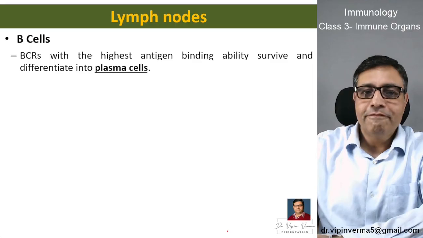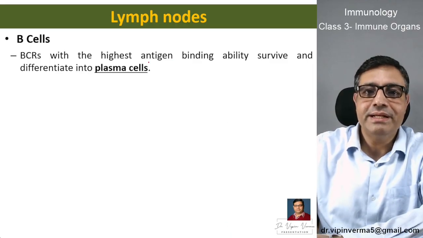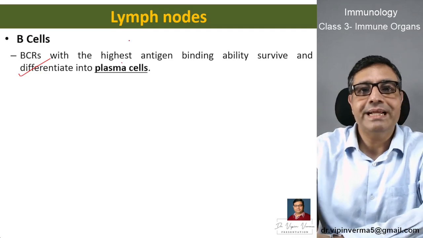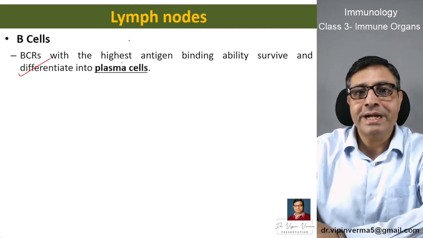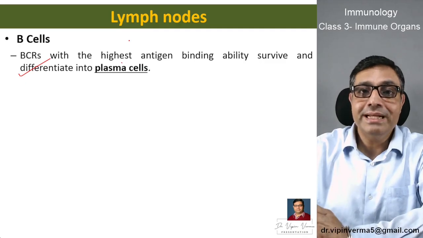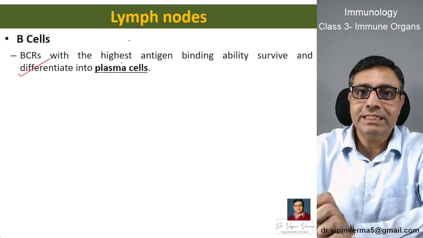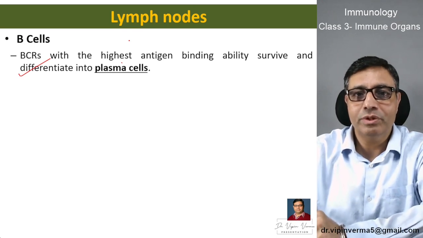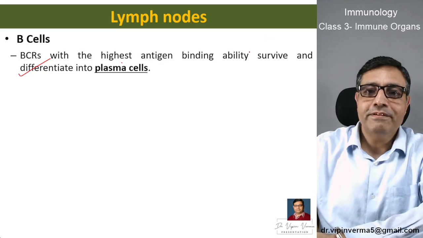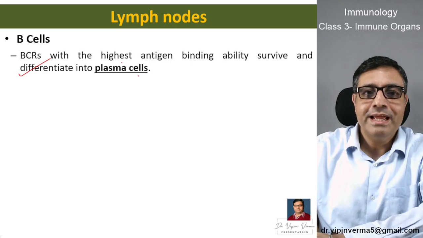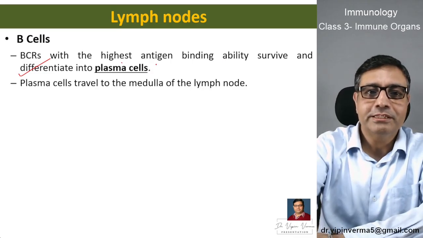So BCRs with the highest antigen binding ability survive and differentiate into plasma cells. Now there is a possibility that some B cells have BCRs binding the antigen, and other B cells are also binding the antigen, but the binding is stronger in some B cells and weaker in others. Only those cells which have very strong binding will progress towards survival, and they will differentiate into the plasma cells.